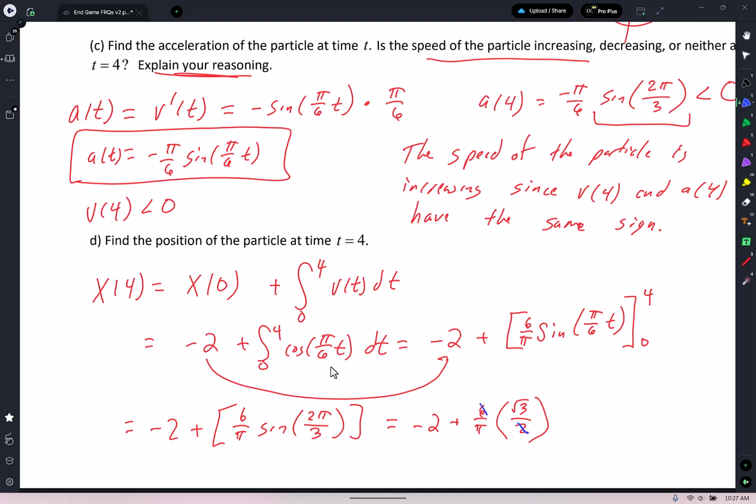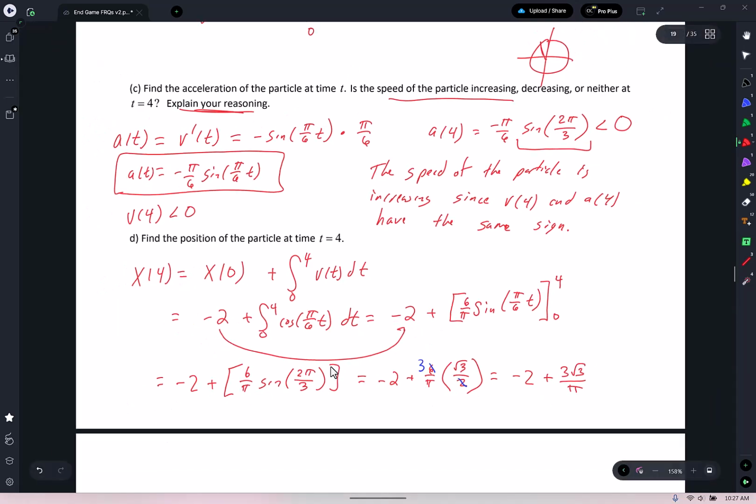2 goes into 6 3 times. So that's what I just did there. Or 6 divided by 2 is 3. And here's your final answer. You can leave it like this. Negative 2 plus 3 square root of 3 over pi. You can also multiply that negative 2 by pi over pi to do a common denominator. Let's look at the rubric, guys, and let's see how we did.